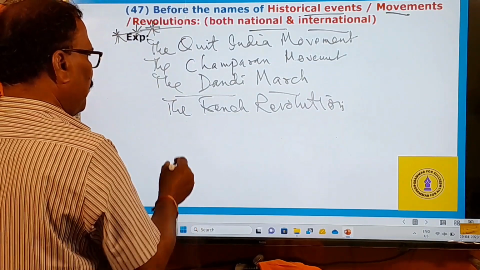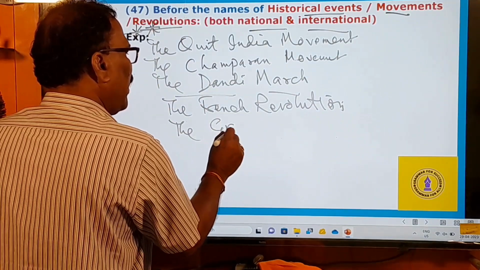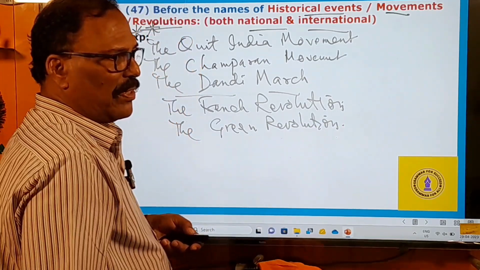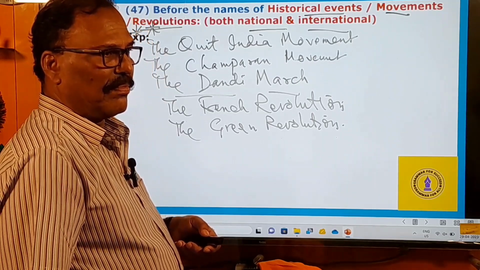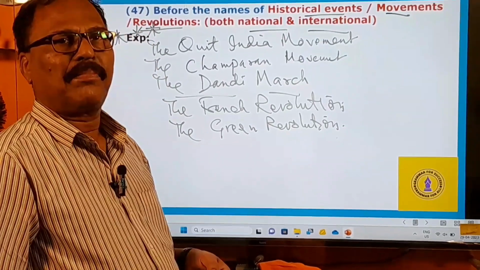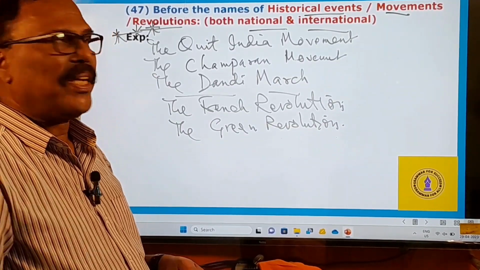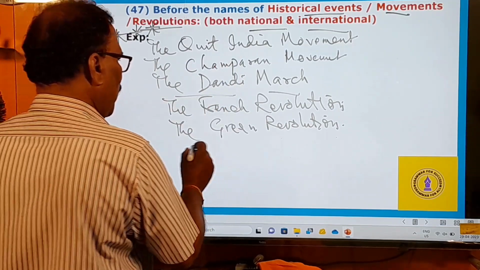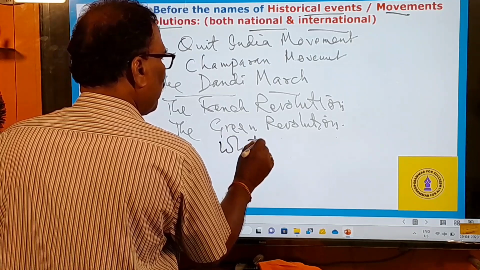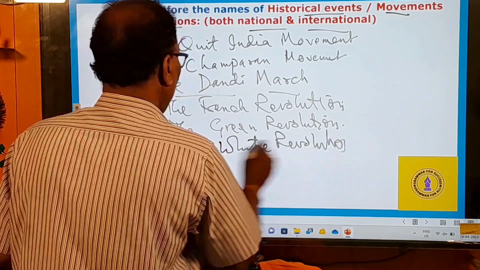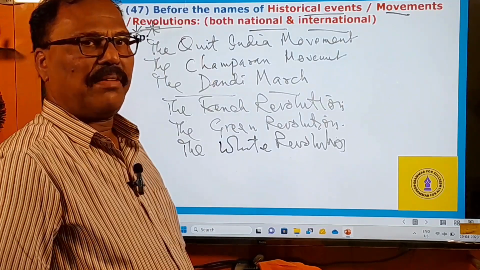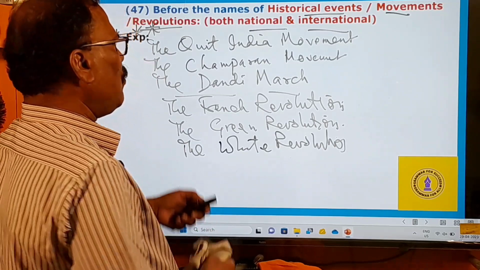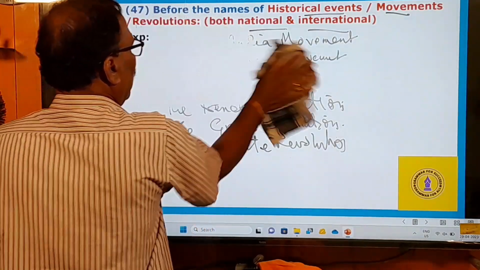The French Revolution, the Russian Revolution, the Green Revolution. Right, dear test takers, see these are all Quit India movement, Champaran movement, Dandi March, French Revolution, the Green Revolution. Okay, what is that? The White Revolution. So before all of them, we must use the definite article, right? And here you pay attention. Now let us take some examples to understand it more and more clearly, right?